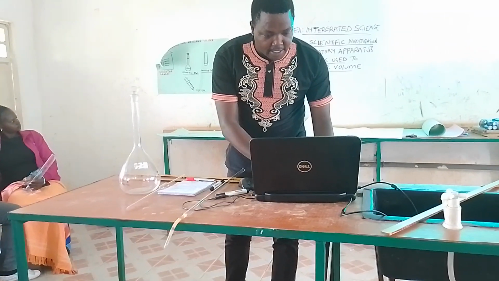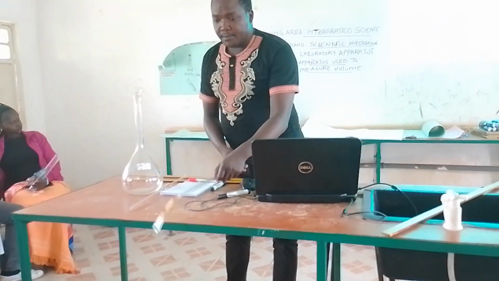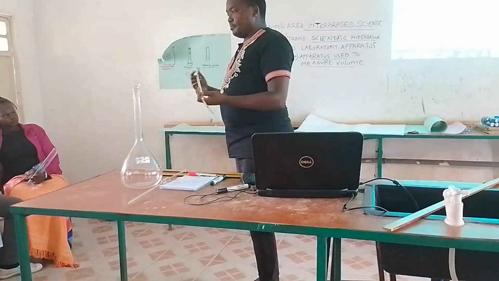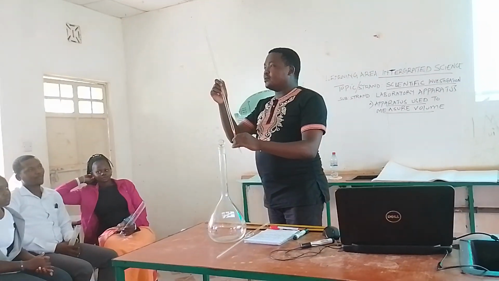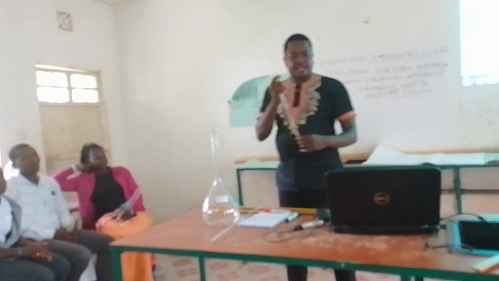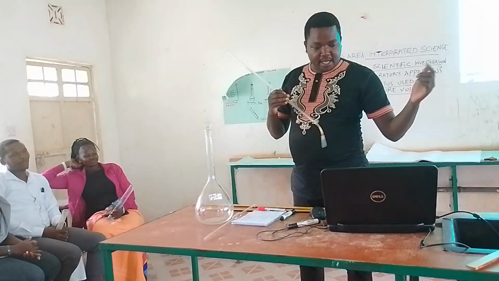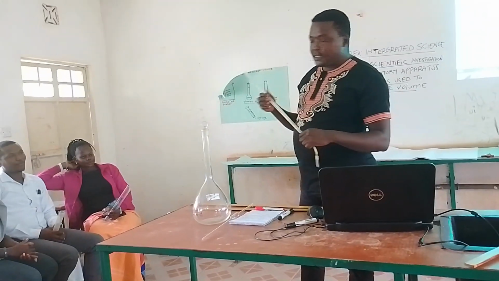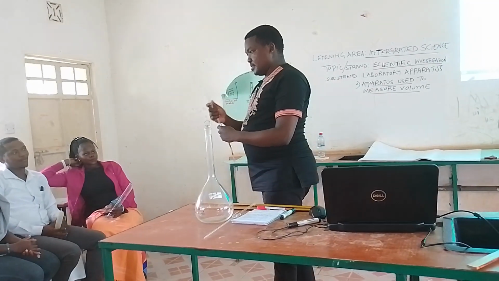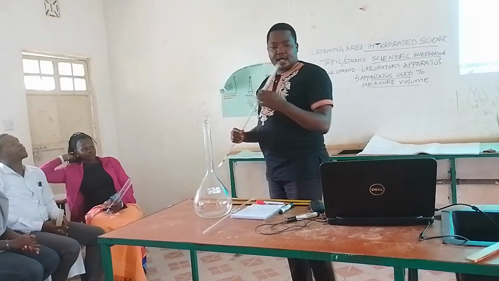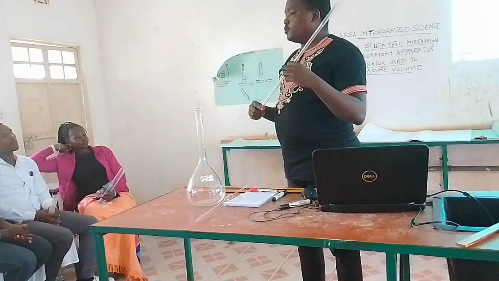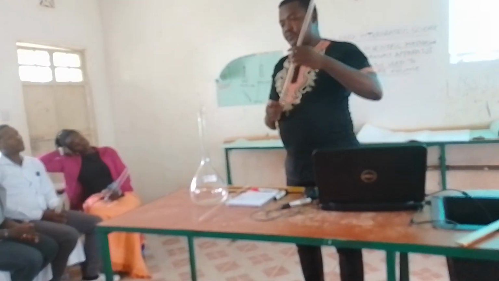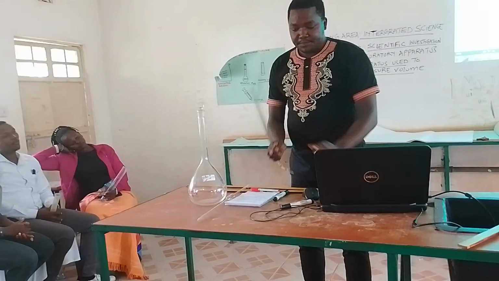This one is more delicate. I didn't want to give you because it easily breaks, but with time, we'll be able to handle them, especially when they are fitted in the tripod stands, or in their stands. This one is called a burette, and it is used to measure accurate volumes of liquid.